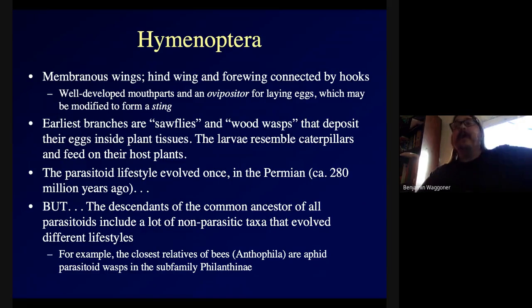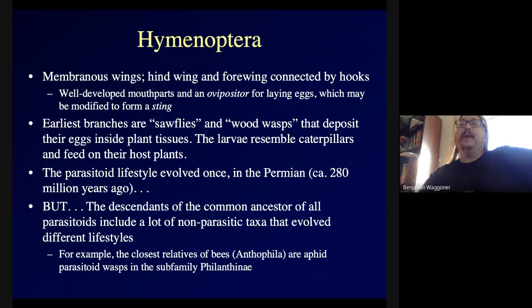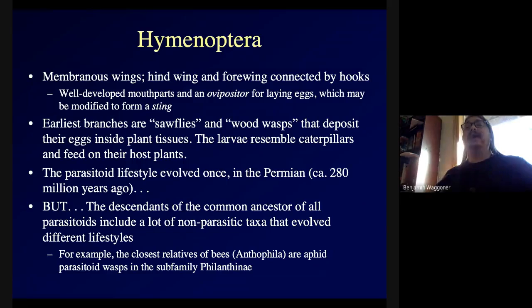The earliest branches off the tree are the so-called wood wasps or sawflies. They've got a long ovipositor that's actually saw-shaped, and they will use it to cut plant tissues and lay their eggs inside. The larvae actually look like little caterpillars. There's some differences, but they look kind of like that, and feed on their host plants.